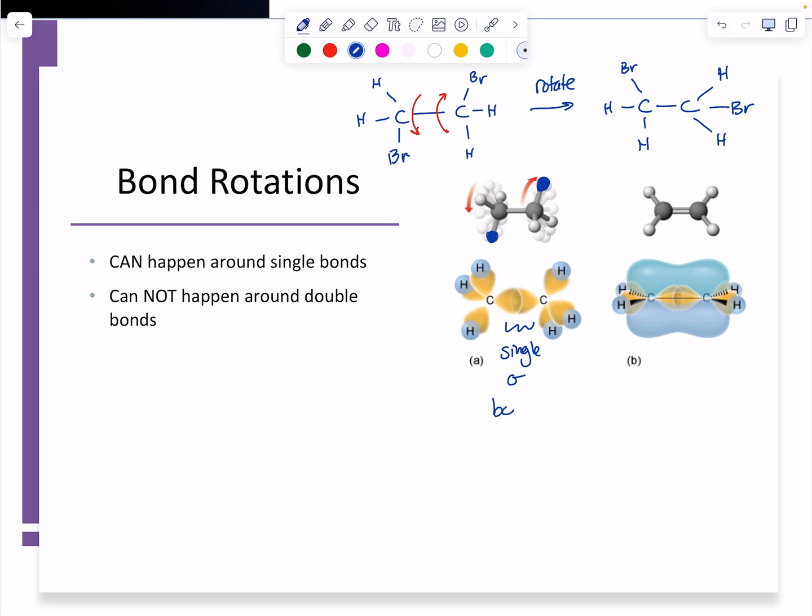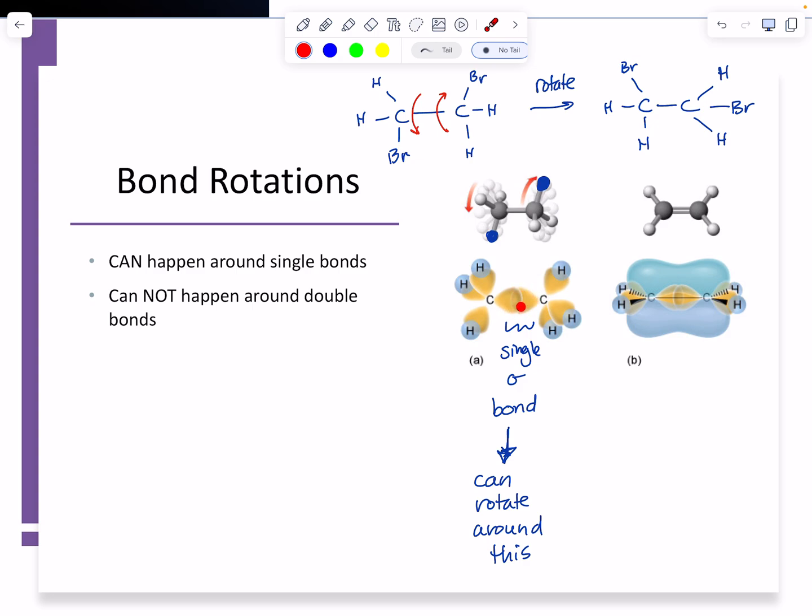So we can rotate around this. That's because if we look at this region right here, if we spin these things around, that orbital overlap can still happen, right? And nothing changes. So if those 2 things are overlapping, I can rotate around them and they still overlap. I'm not breaking any of that overlap.